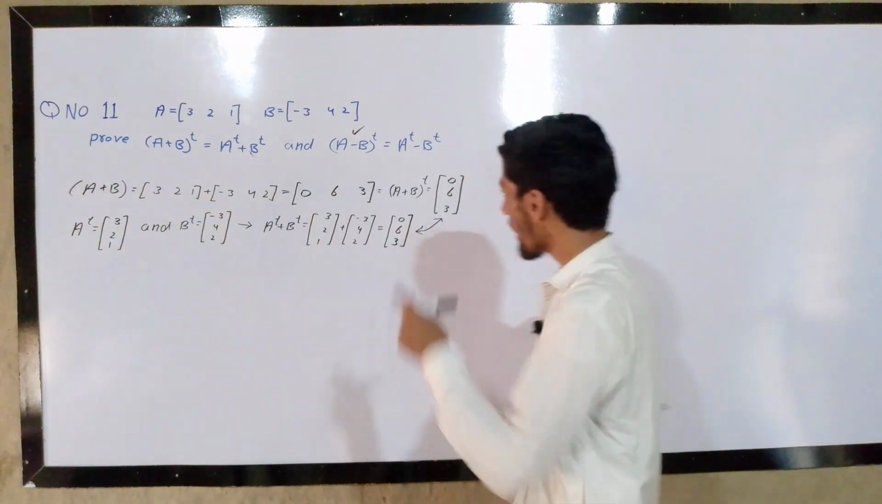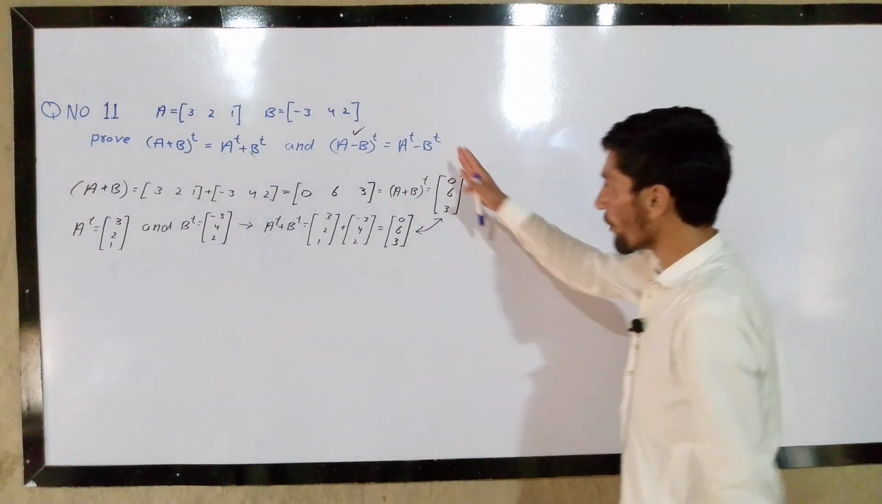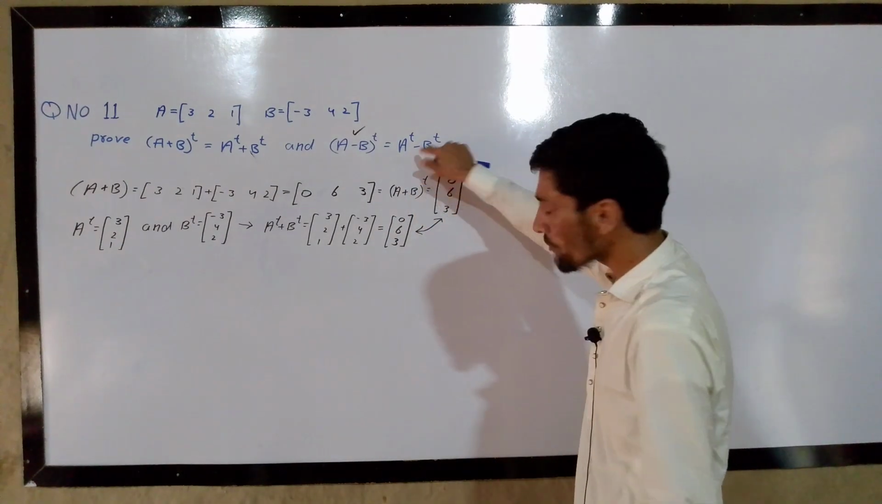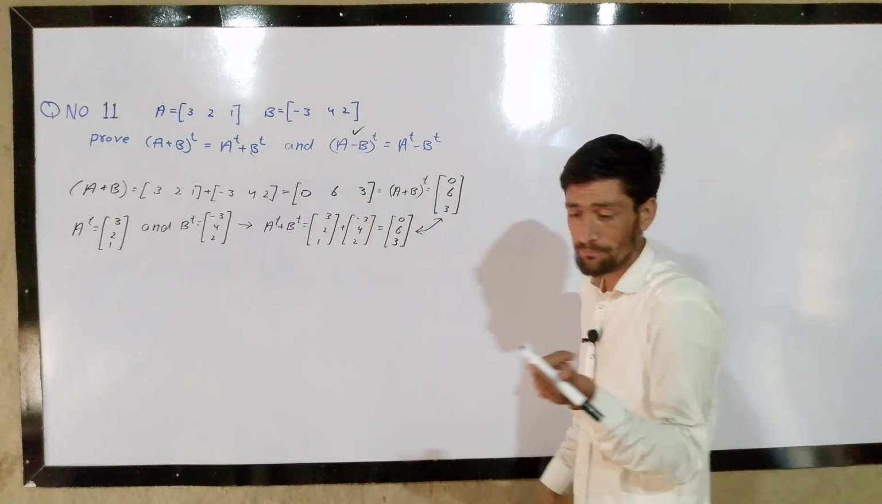The second question is (A minus B) whole transpose is equal to A transpose minus B transpose. Let's check this. Okay.